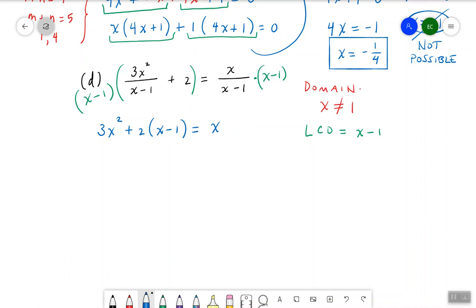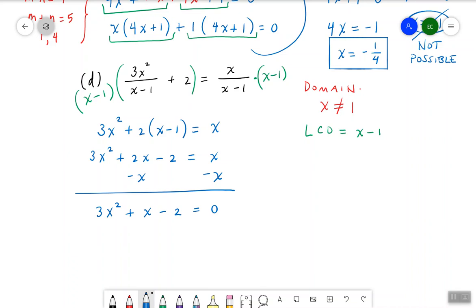Okay, well, we've got a quadratic. We know how to solve quadratics. Let's go ahead and get on through this. Let's go ahead and distribute the 2 and then subtract the x from both sides. And then 3x squared plus x minus 2 is equal to 0. Once again, the coefficient on the x squared is not 1, so you would need factor by grouping.